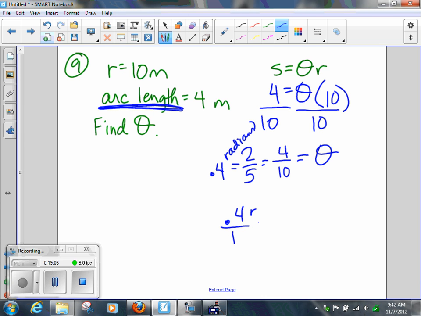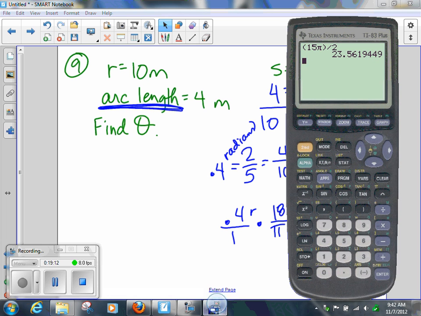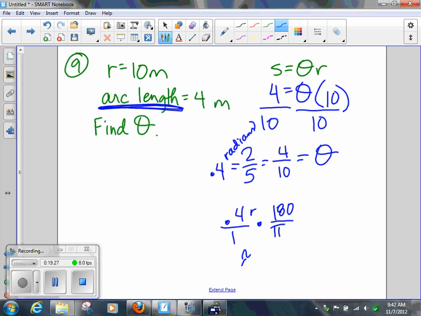What's my conversion factor? And then it's calculator work. Okay? 0.4 times 180, divided by pi. 22.9 degrees. Holden, does that help you? You know what you're doing wrong?